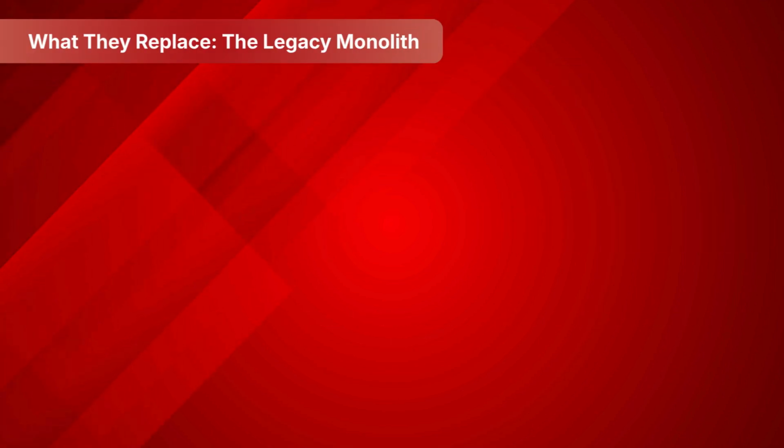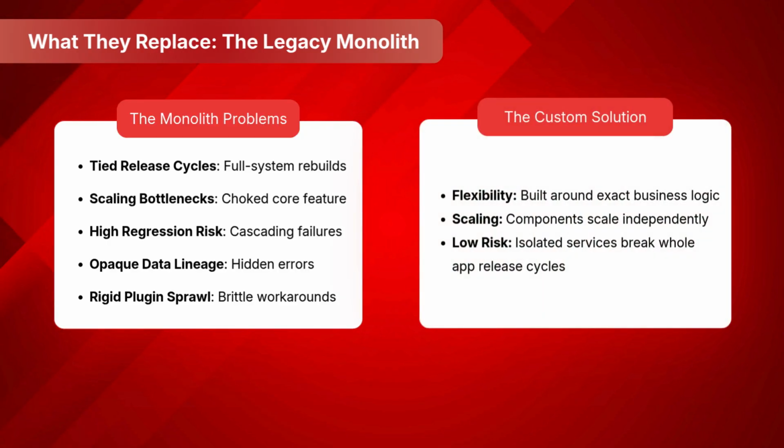What they replace. The legacy monolith. This architecture directly replaces rigid legacy monoliths and plug-in overloaded SaaS. Instead of tangled applications, where changing one workflow creates scaling bottlenecks and high regression risks, custom systems isolate your services. You get total flexibility, independent component scaling, and zero-risk deployments.